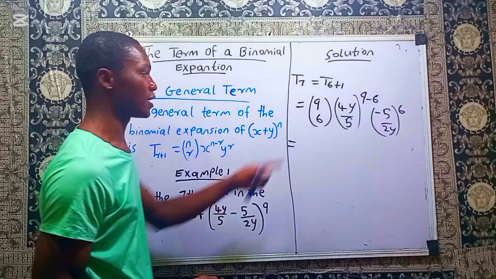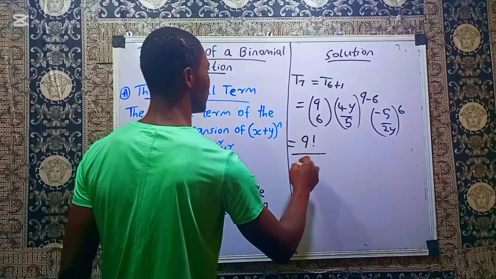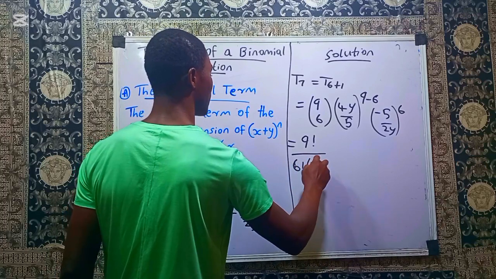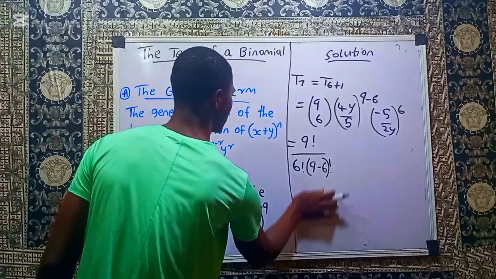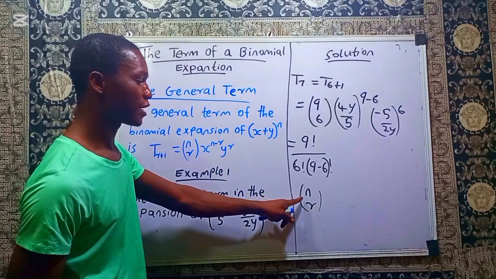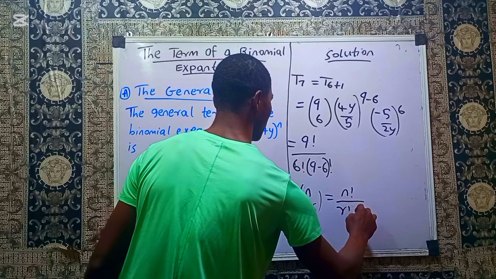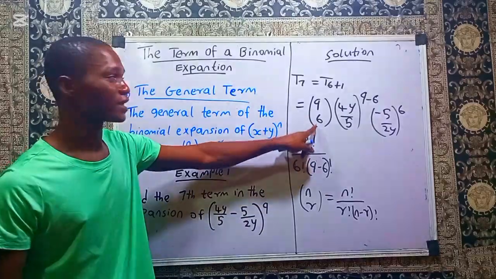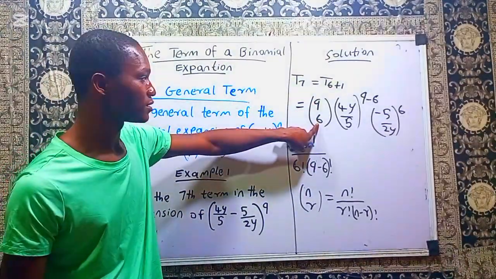What's 9 combination 6? 9 combination 6 is 9 factorial divided by 6 factorial multiplied by 9 minus 6 factorial. This is the combination formula. n combination r by the combination formula is given by n factorial divided by r factorial times n minus r factorial. So remember, r is what? 6. r is 6. So 9 combination 6.